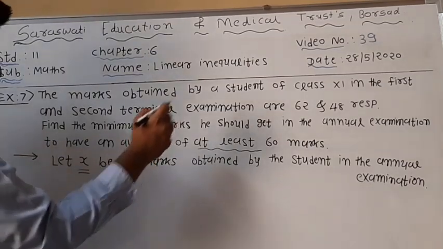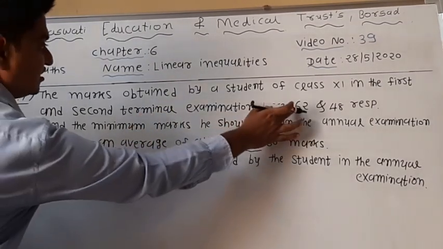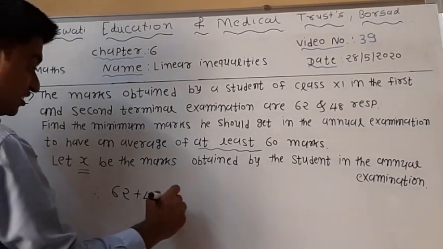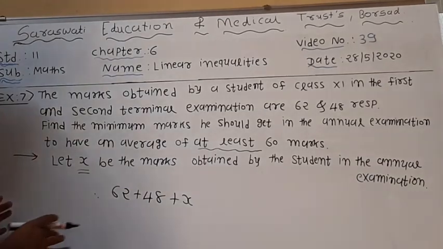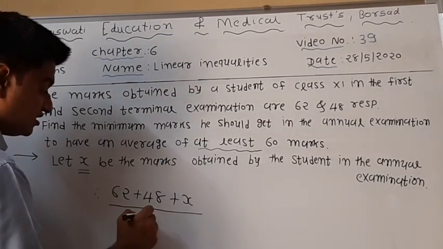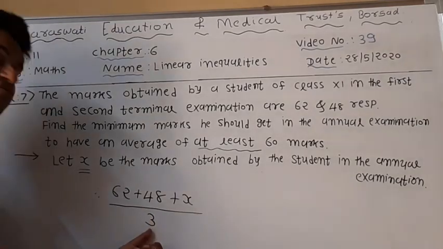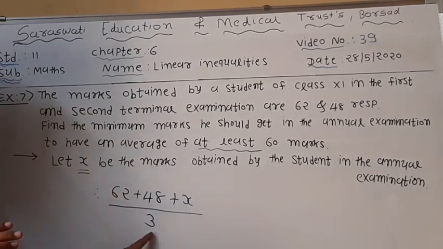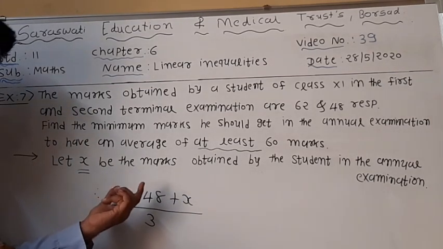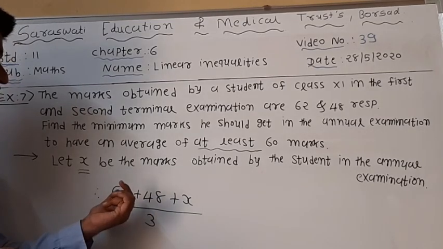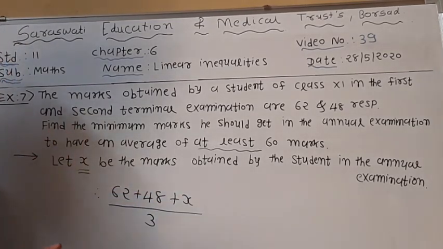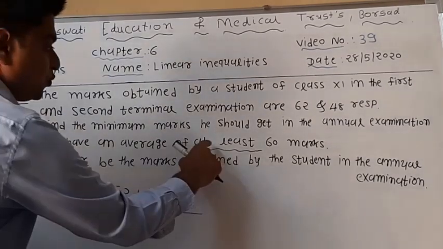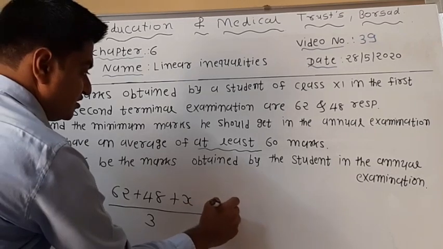So now how can it be written? First examination mark 62, second examination mark 48, and the annual exam, that means third exam mark, X. Now three examination marks are given and we find the average, so we divide by 3. Suppose two examinations are present, then divide by 2. Average we find by the sum divided by the number of examinations. So here 3 examinations are present, so divide by 3. At least form is present, that means here we mention 60.